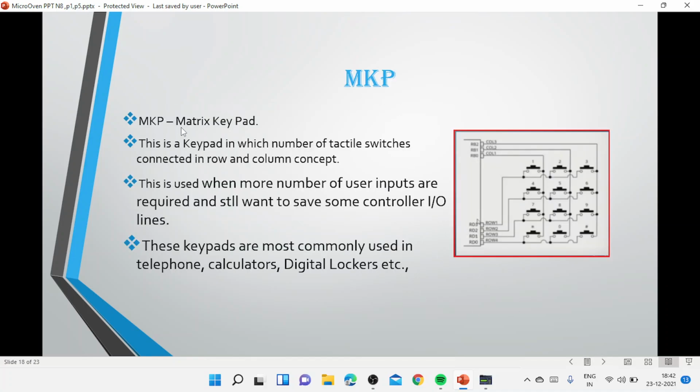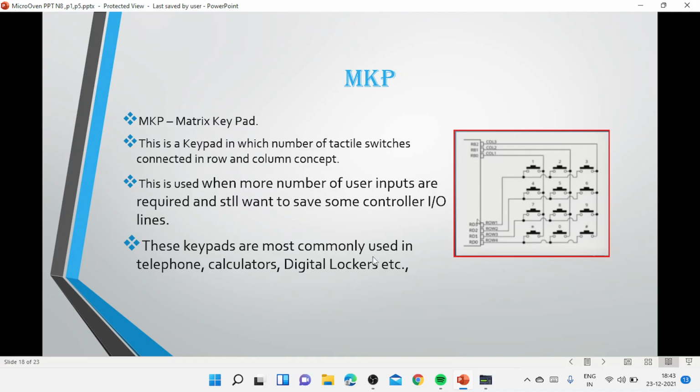What is MKP? MKP is matrix keypad. This is a keypad in which a number of tactile switches are connected in a row and column concept. It is used when more user inputs are required and we still want to save some control input output lines. See there, these are the tactile switches arranged in column and row manner, right? This column and row arrangement of tactile switches is called a matrix keypad.